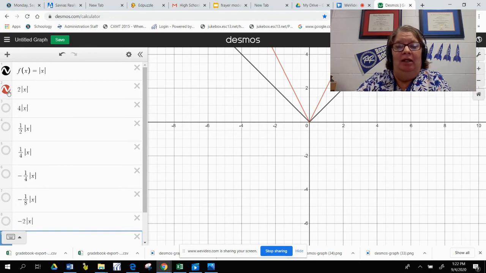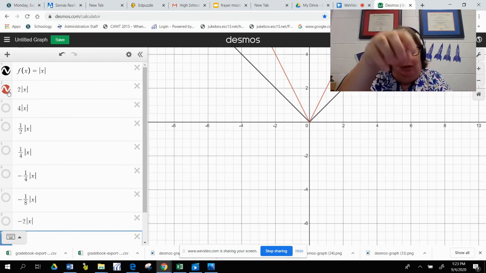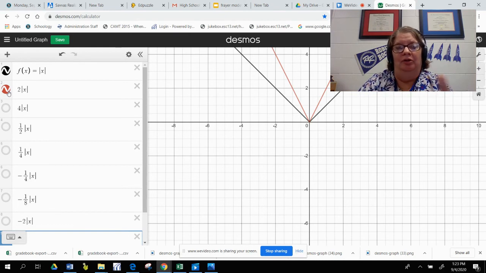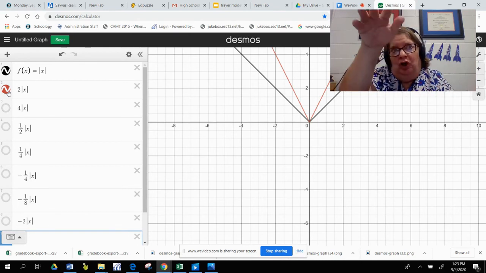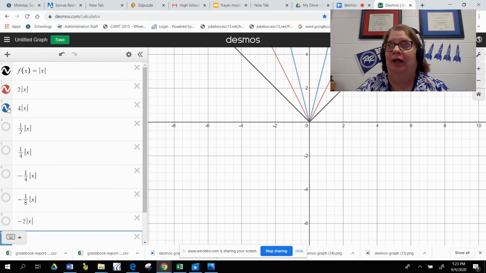Think about a rubber band. If you stretch a rubber band vertically, up and down, it gets narrow or skinny, right? So this number, this 2, seemed to make this graph skinnier, right? It's called a vertical stretch. What did the 4 do? Vertical stretch. If it got narrow or skinny, that's vertical stretch.